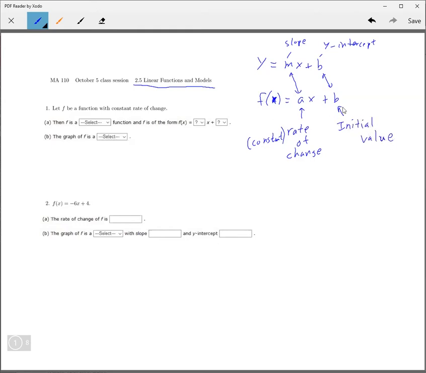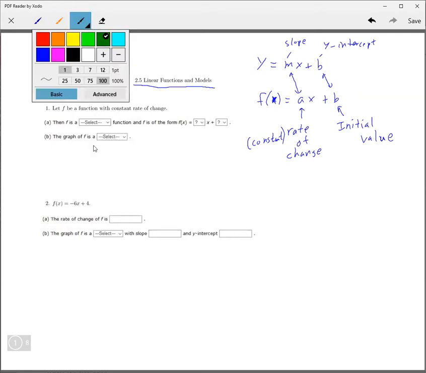Essentially, this is just a line. You can completely think of it as a line, but instead of calling it a slope, you call it a constant rate of change, and instead of calling it y-intercept, you call it an initial value. That's the only difference. Okay, so let's get into the exercises.